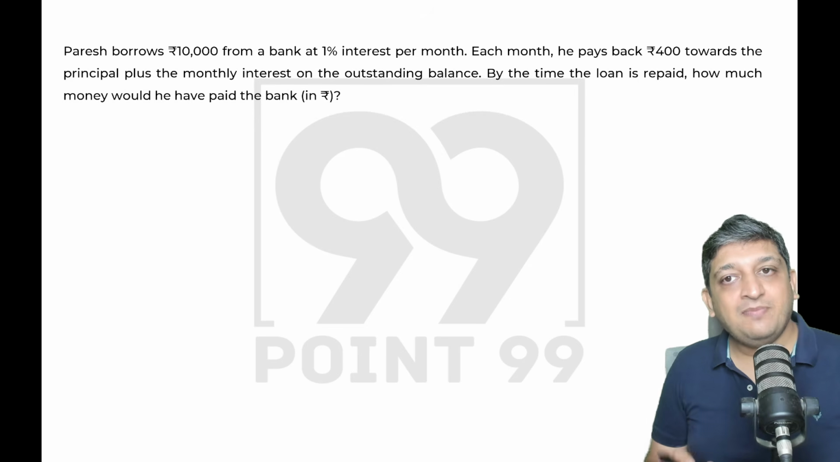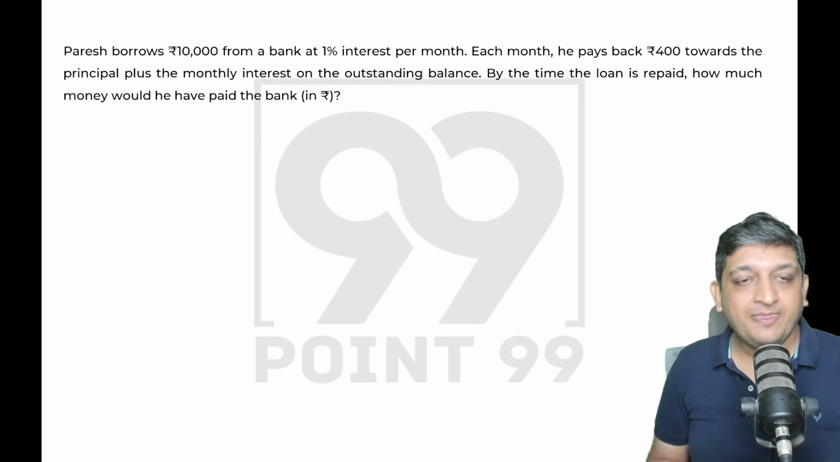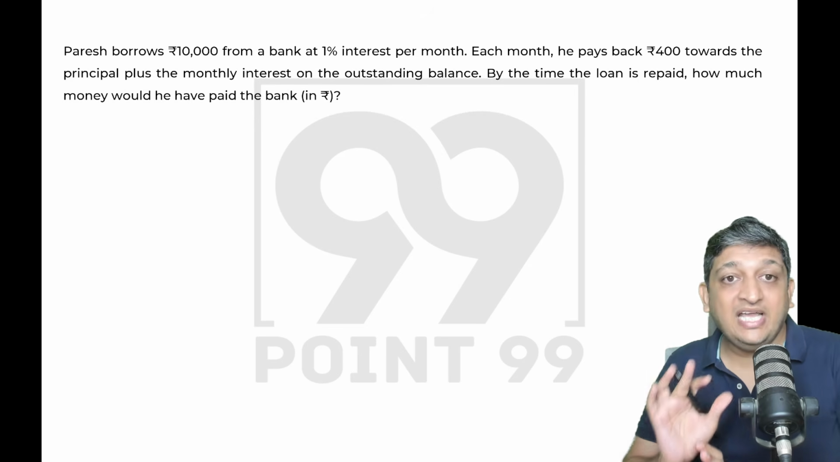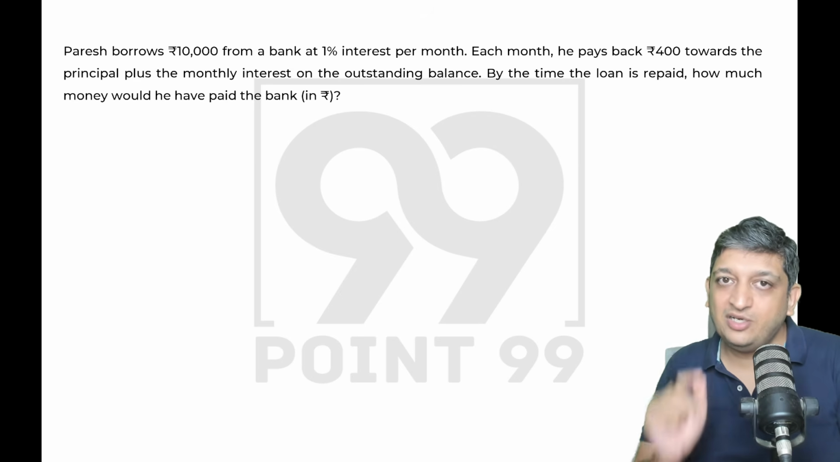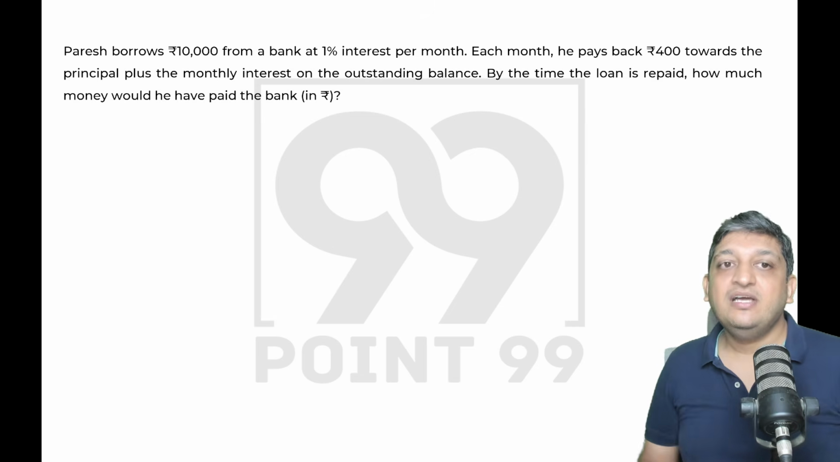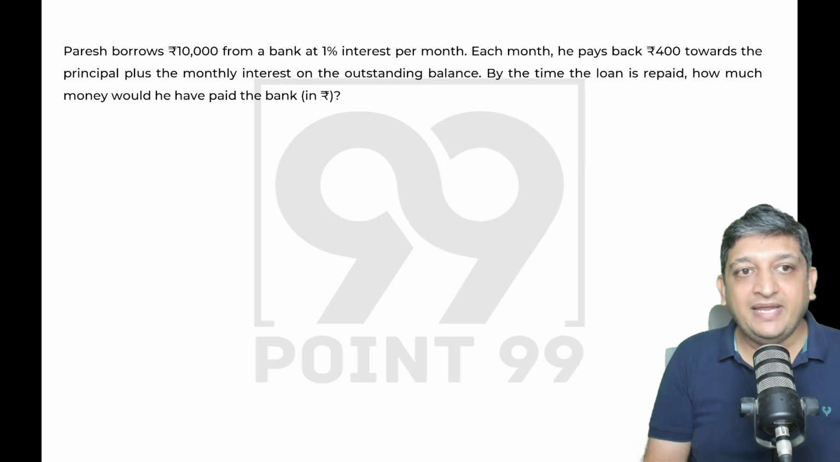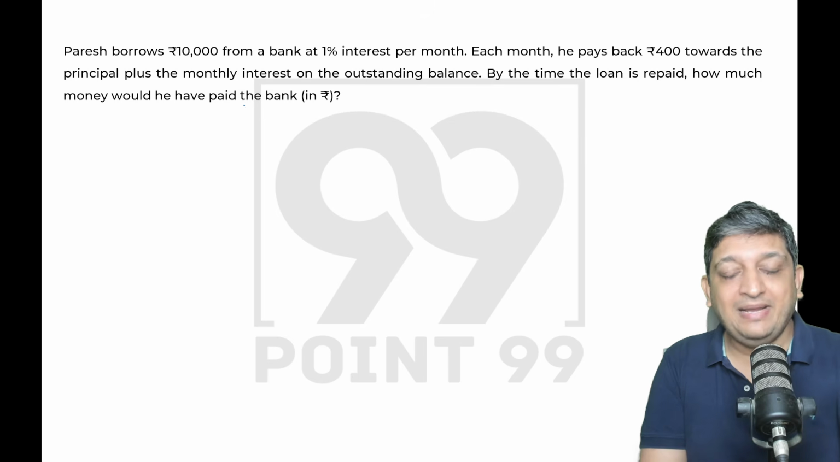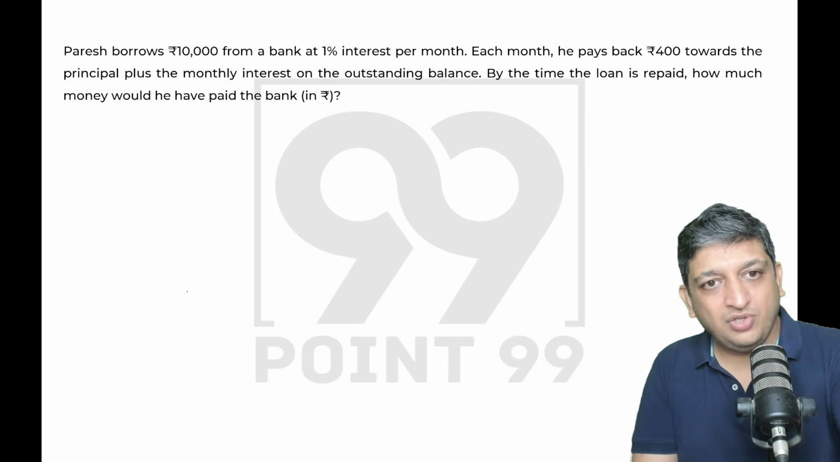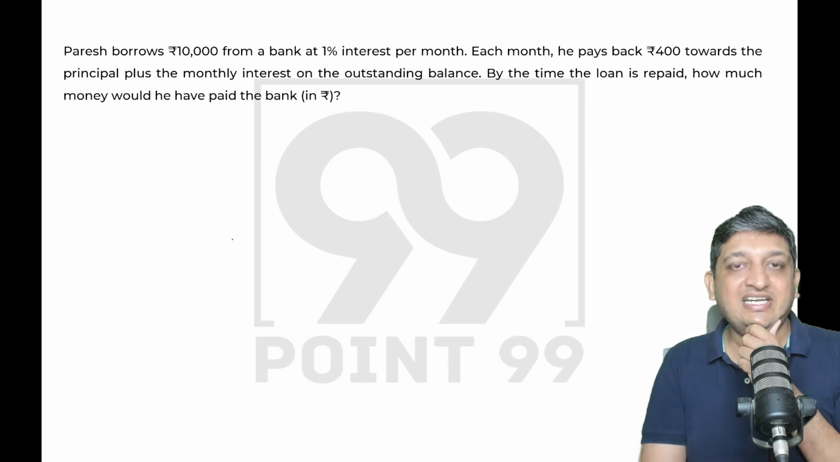Each month he pays back 400 rupees towards the principal plus the monthly interest on the outstanding balance. This is very important. A lot of people will make a mistake here, but he's paying monthly interest on the outstanding balance. By the time the loan is repaid, how much money would he have paid the bank? That is the question. So it is not a difficult question if you understand what exactly needs to be done.